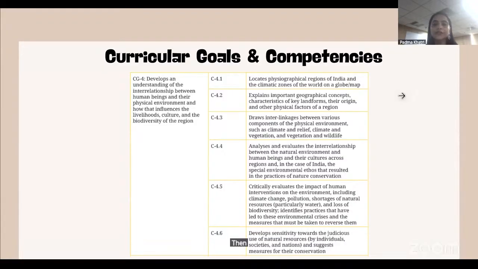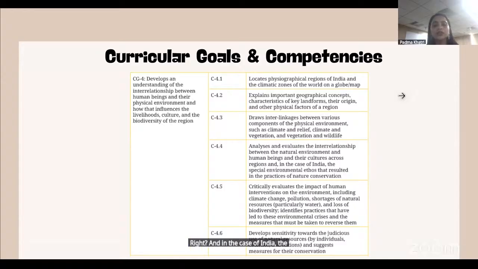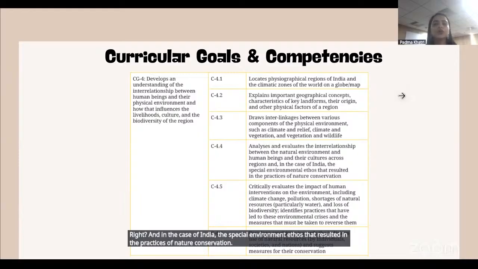Then competency 4.4 focuses on analysis and evaluation of the interrelationship between the natural environment and human beings and their culture across the different regions, that how the different regions have different cultures, right? And in the case of India, the special environmental ethos that resulted in the practices of nature conservation. So here the focus is on conserving the nature as well.